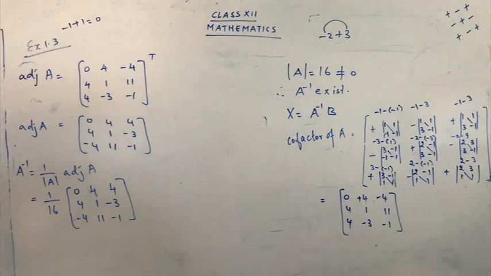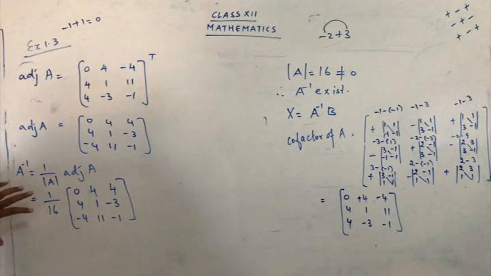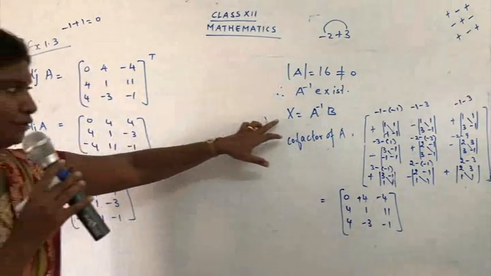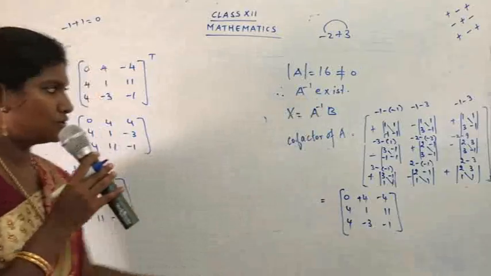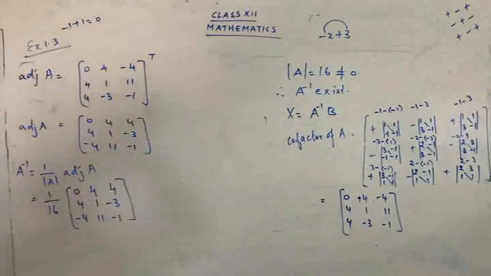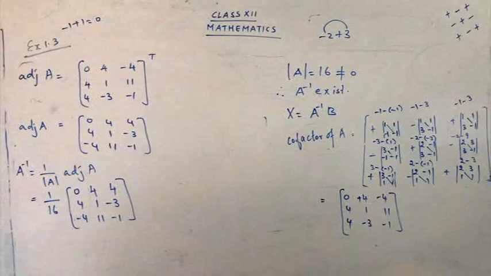So we have got the values. So I have got the value for A inverse. The sum is not done, just the formula that we have to use is x is equal to A inverse B. So we have found the value for A inverse. What is the value for A inverse? 1 upon 16, [0, 4, 4; 4, 1, minus 3; minus 4, 11, minus 1].